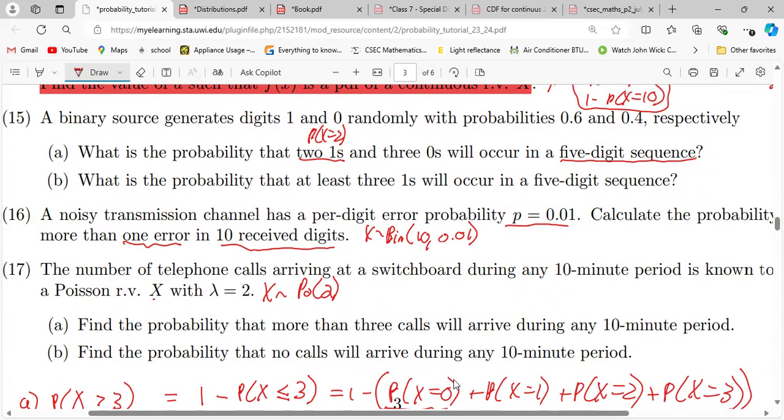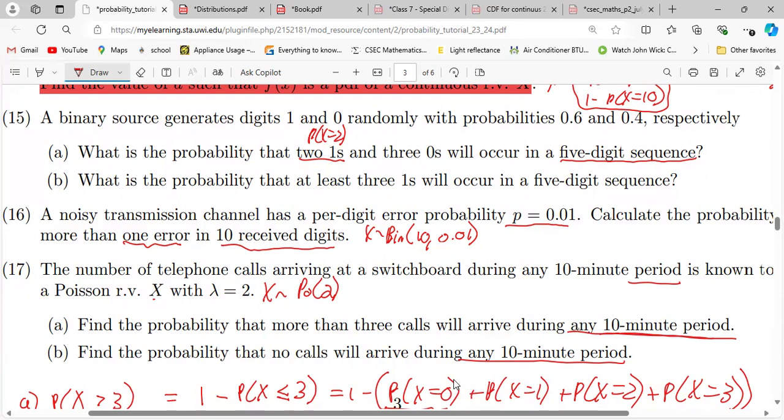Look at the difference between 16 and 17, in the way they word it. If they give you some average, they will keep on telling you that in the question, because the interval is specific.